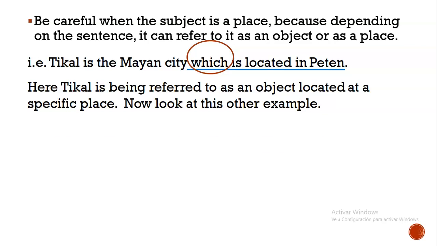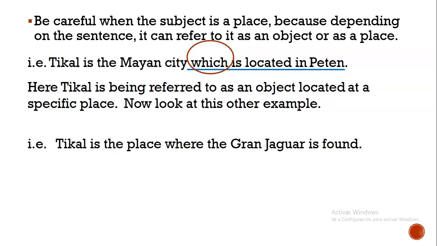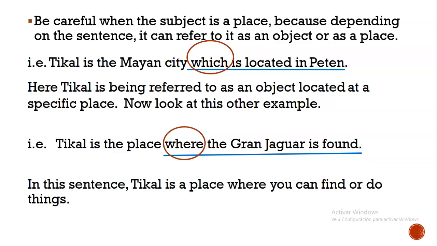Now look at this other example. Tikal is the place where the Gran Jaguar is found. The DRC is where the Gran Jaguar is found, and the relative pronoun is where. It's a place. In this sentence, Tikal is a place where you can find or do things. So in the first example, it's like saying the TV is on the desk, for example. You are referring to Tikal like an object. But in the second one, you're describing Tikal as a place where you can go and have fun and where you can go and find anything.